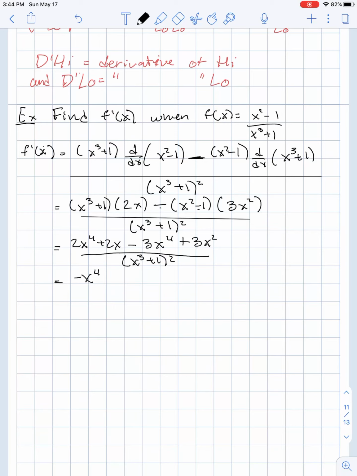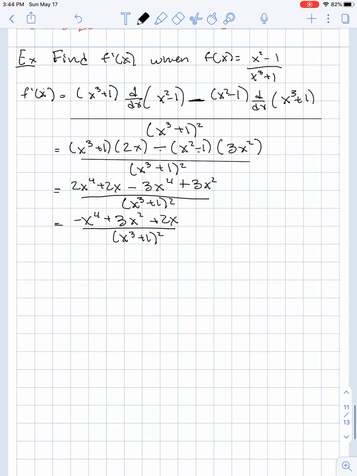So then, what is that? Negative x to the fourth, because 2x to the fourth minus 3x to the fourth will give me negative 1x to the fourth, plus 3x squared plus 2x, all over x cubed plus 1 squared. Beautiful. Okay. Was that the right answer? Yes. Beautiful. Okay, cool. And that's your answer. Not too terrible, but we plugged into our formula, we simplified, and then we got there. Only took about 4 lines, but practice makes perfect with these.